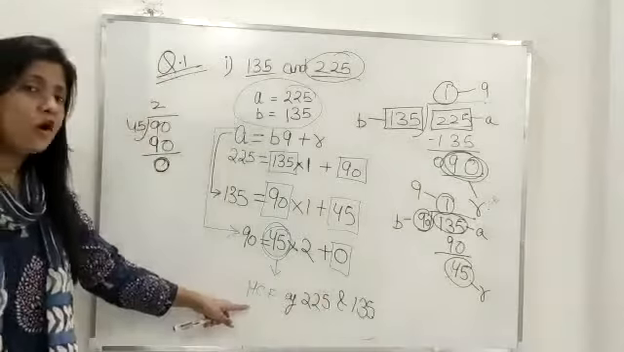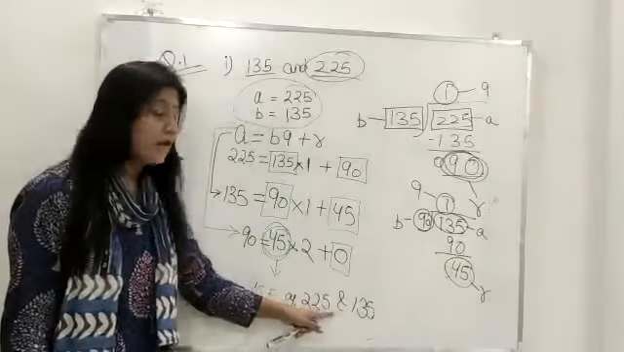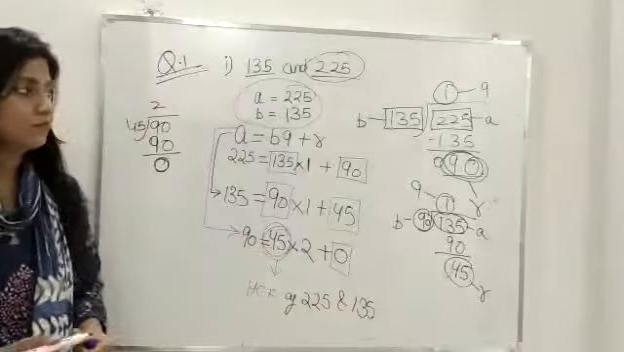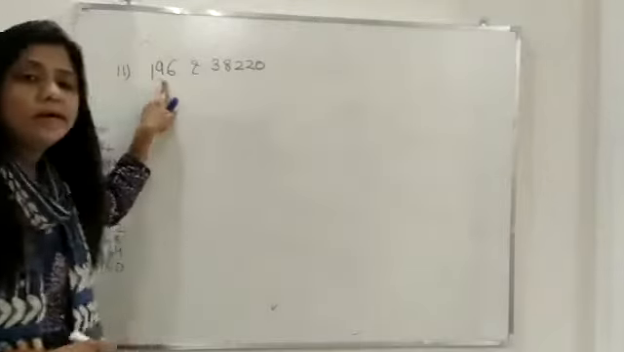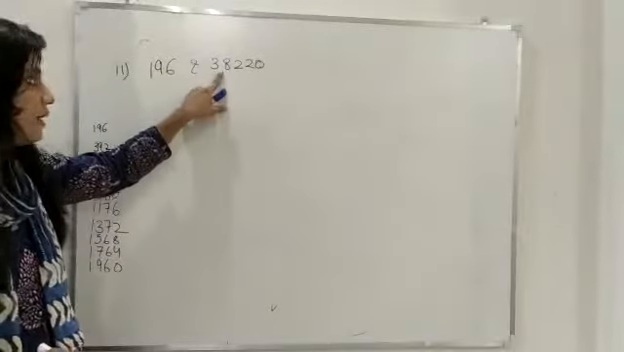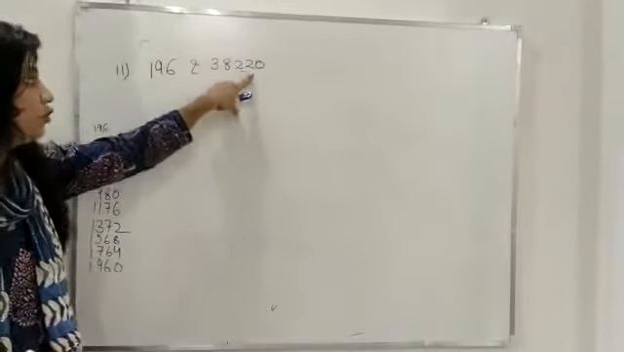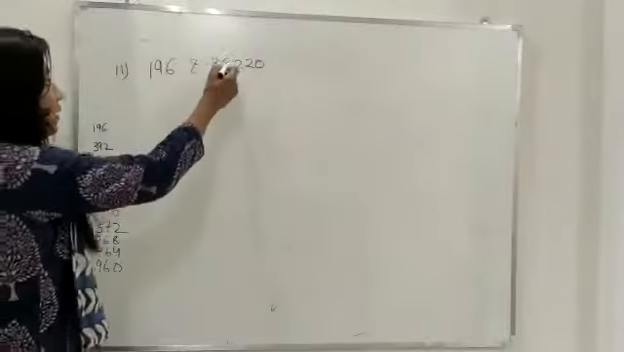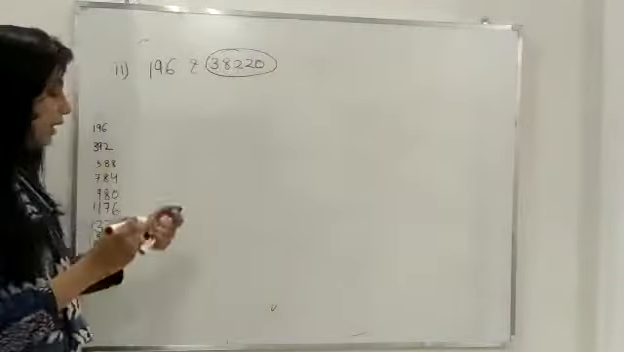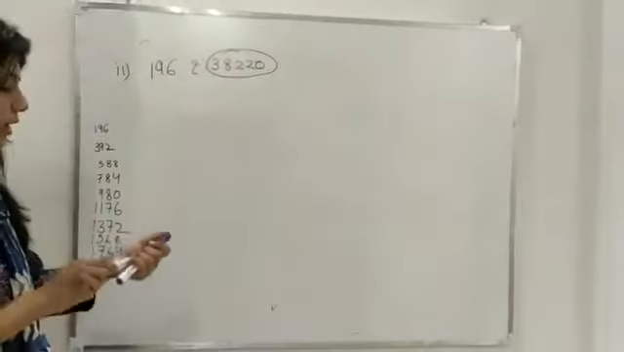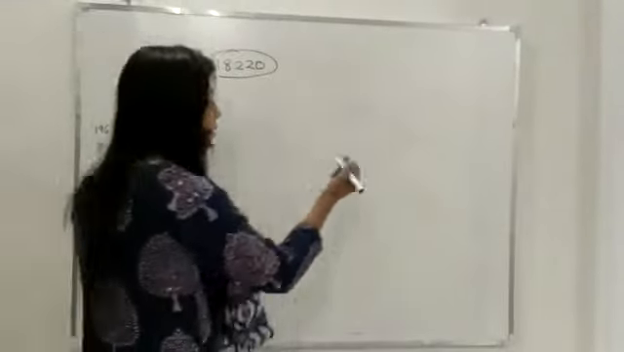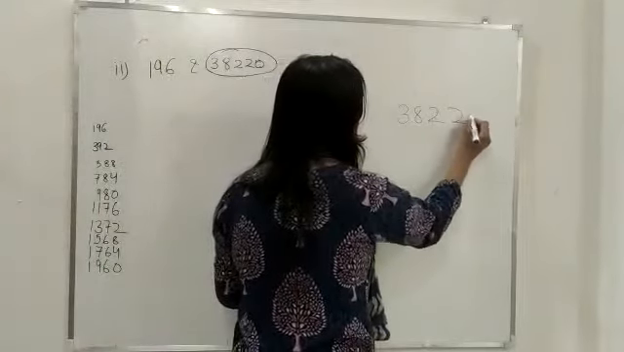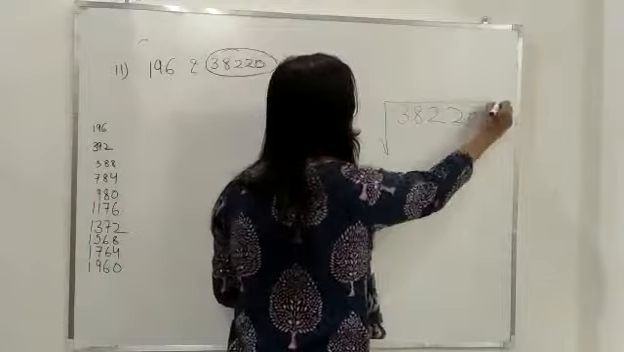So HCF of 225 and 135 is 45. So now let's see 196 and 38,220. Here my greater number is 38,220. So let's divide 38,220 by 196.